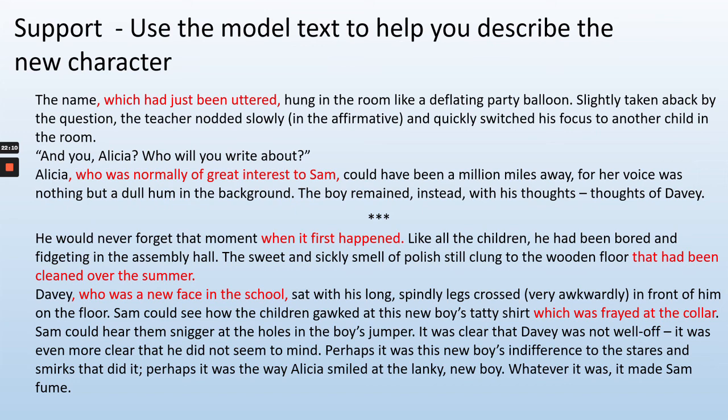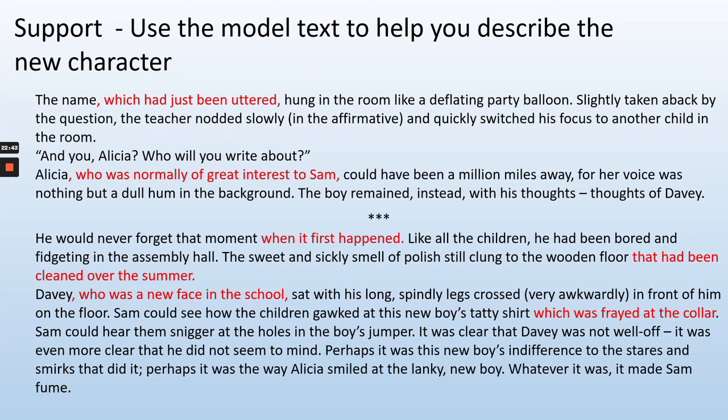Alicia, who was normally of great interest to Sam, could have been a million miles away, for her voice was nothing but a dull hum in the background. The boy remained instead with his thoughts of Davy. He would never forget that moment when it first happened. Like all the children, he had been bored and fidgeting in the assembly hall. The sweet and sickly smell of polish still clung to the wooden floor that had been cleaned over the summer.